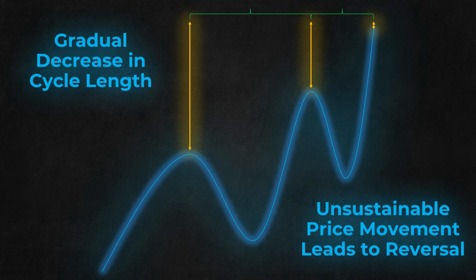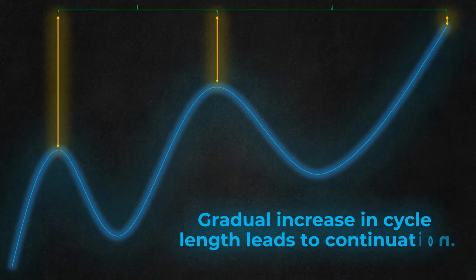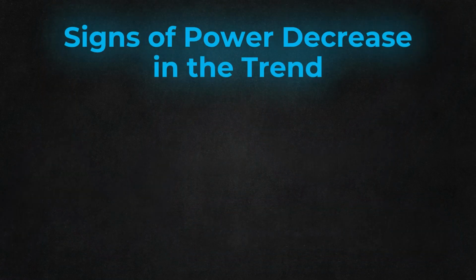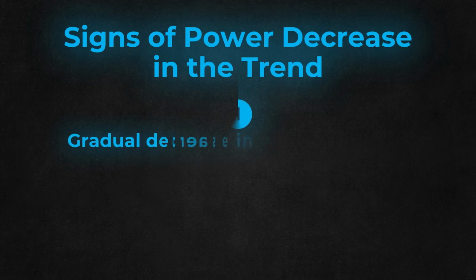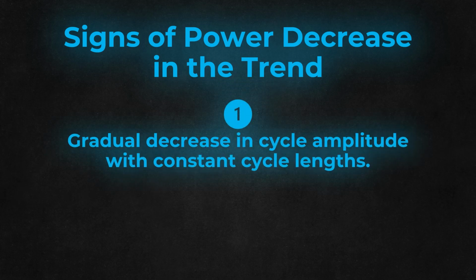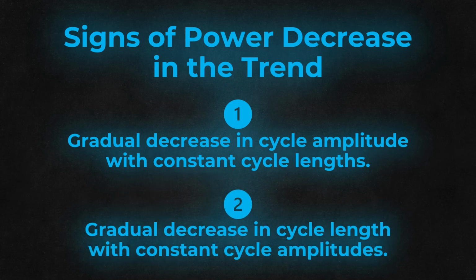On the other hand, a gradual increase in cycle length while amplitude remains equal is a sign of continuation. That's because there is time for price action to create up and down movements in a sustainable fashion. In terms of cycle analysis, there are two signs to look for when scanning for a power decrease in the trend, which means the possibility of a trend reversal. The first is a gradual decrease in cycle amplitude while cycle length remains constant, and the second is a gradual decrease in cycle length while cycle amplitude remains constant.